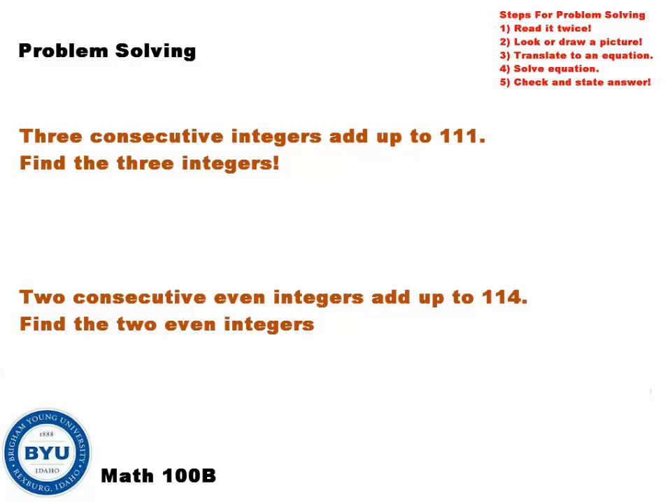Okay, great! Let's see how you did. You should have worked these out on your notebook. Again, we have 3 consecutive integers, so x would be my first integer. The next one would be x plus 1, and the next one after that would be x plus 2, and we'd want those to equal 111.